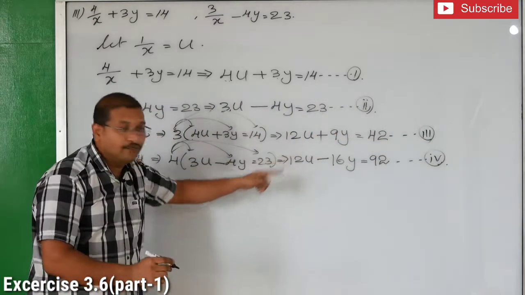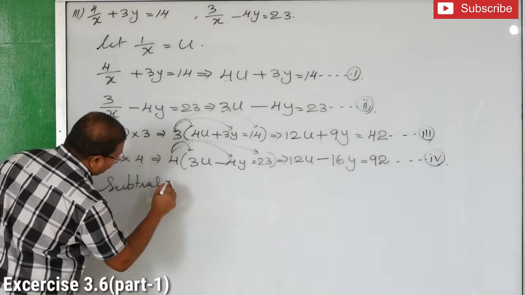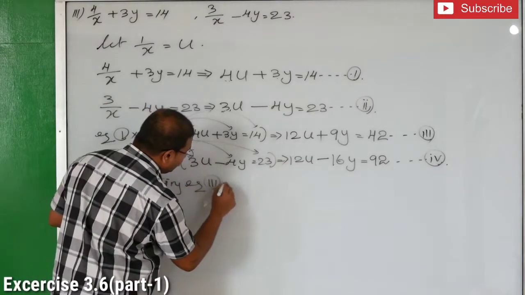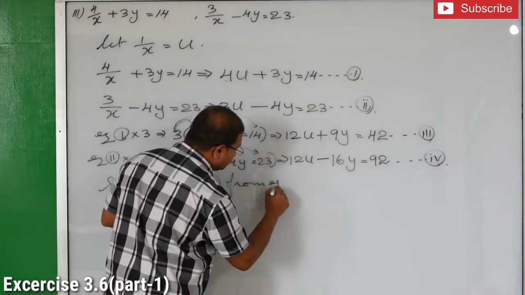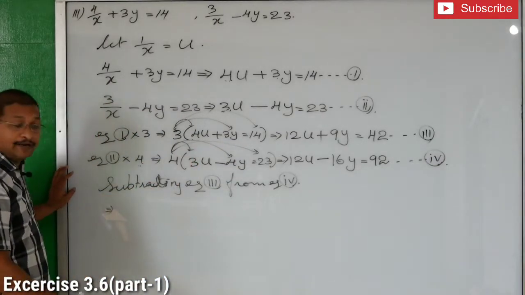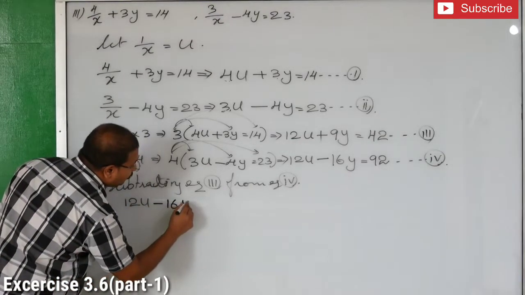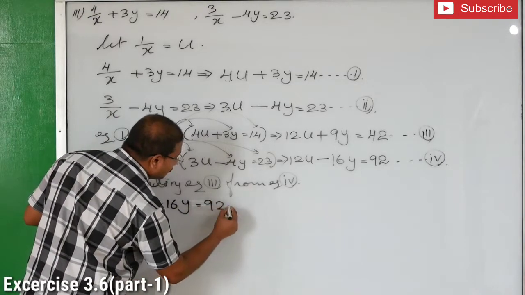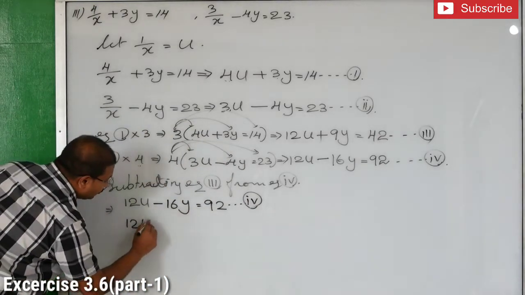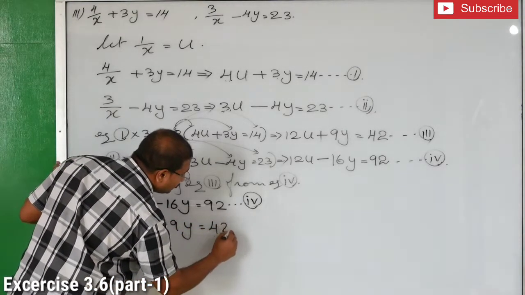Now what will we do? We'll subtract. That means we'll write, subtracting equation 3 from equation 4. This implies the fourth equation we'll write first. That means 12u minus 16y equals 92. That is the fourth equation. And the third equation is 12u plus 9y equals 42. That is the third equation.